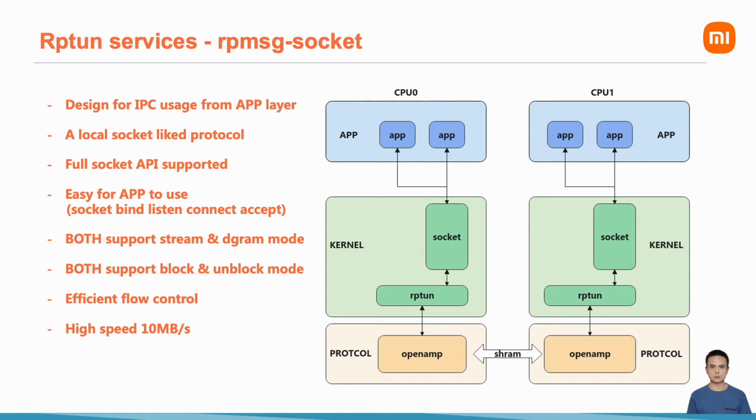It is easy to use: bind, listen, connect, accept. Both stream and datagram modes are supported. Both blocking and non-blocking modes are supported. Also, in the rpmsg socket, we have efficient flow control, with high speed up to 10 megabytes per second.